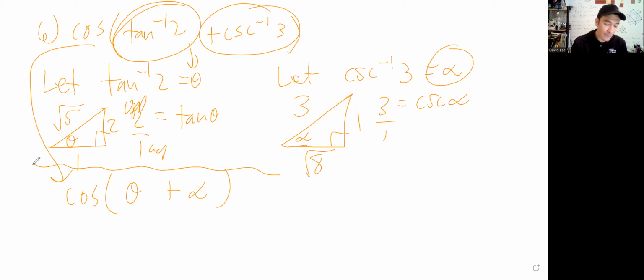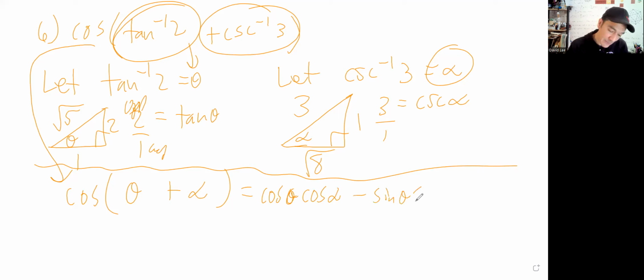So look at what you got down here. We have cosine of something plus something. That's one of those sum identities from the cheat sheet. That's a cosine sum identity, which becomes cosine of theta, cosine of alpha, and then it says minus sine of theta, sine of alpha. Again, those 4 pieces. Cosine theta. Go to the picture with theta. Cosine would be 1 over square root 5.